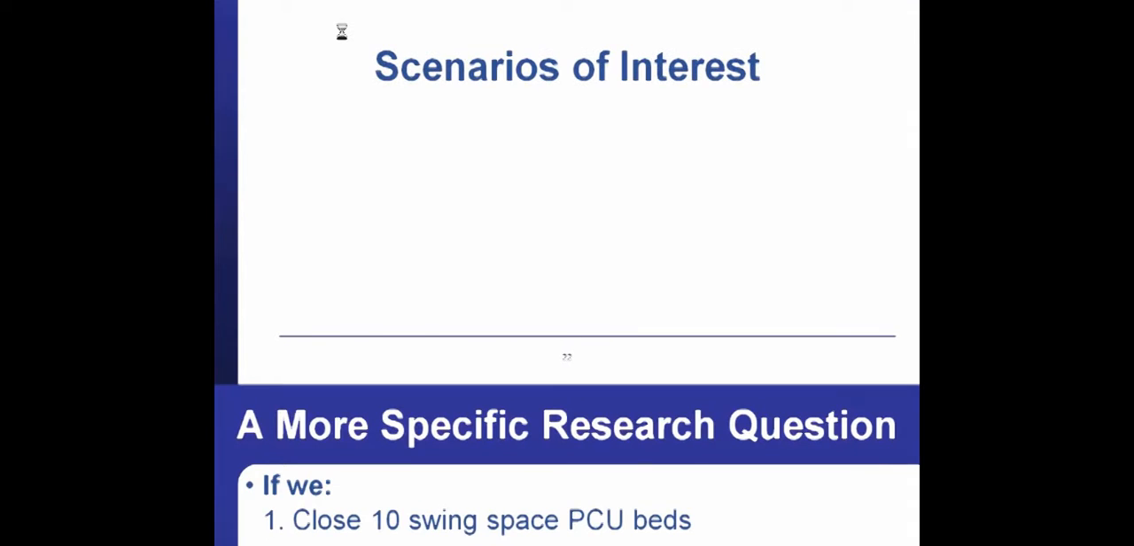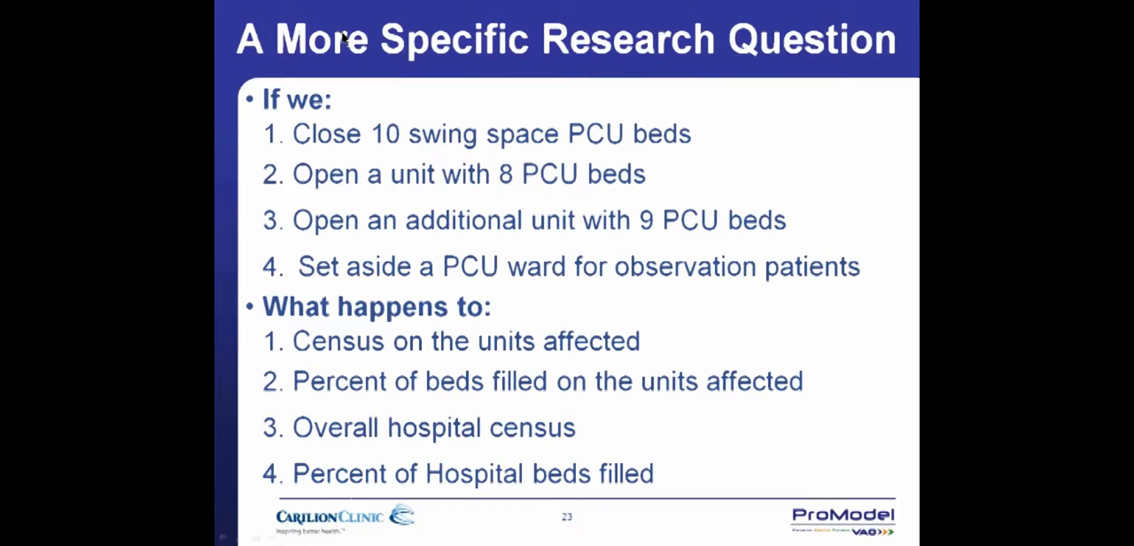So I'm going to take a look at how we actually have applied this. One of the things that we questioned was, if we close up some swing beds in a couple of PCU units and then open up a PCU that's got 8-bed capacity, what would be the impact? If we open up an additional unit with 9 PCU beds, what would be the impact there? And how about if we set aside a PCU ward for observation patients only? These were some of the questions that we were kicking around and wanted answers to, and you could say these would be the Y variables, the output, on the next 4 items.